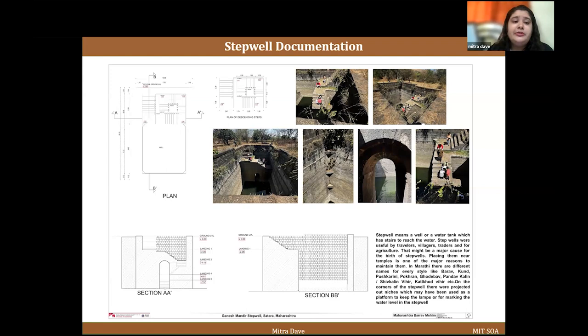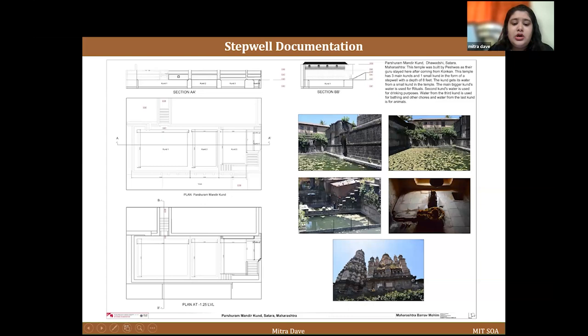This is a Ganesh Mandir temple in Satara. This was documented by our first year students. And this is the second step, which is a Parshuram Mandir Kund, which is again in Satara. This is with association of Maharashtra Bharat Mohim.